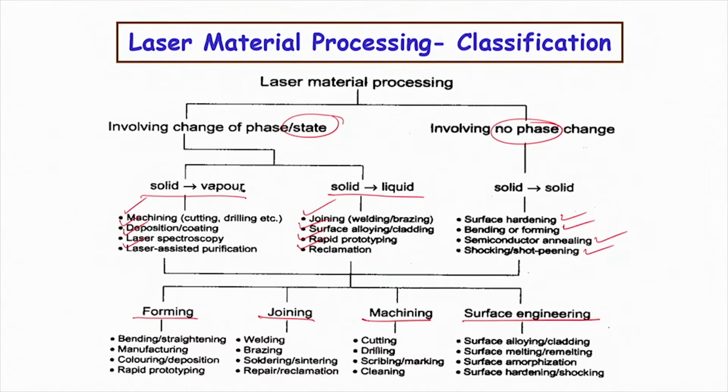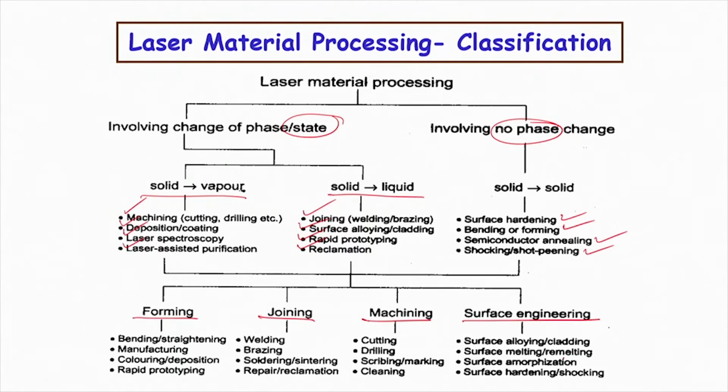So cutting of longer dimension, or drilling with a much higher aspect ratio, a small hole but drilled through and through. You can do scribing or marking. You can do even cleaning, removal from the surface, a very thin layer. On the other hand, if you're doing surface engineering, then you can do alloying or cladding, you can do melting or remelting, you can do simply heating or hardening or shock peening, or you can even try and amorphize the surface by change of state, by change of microstructural state.